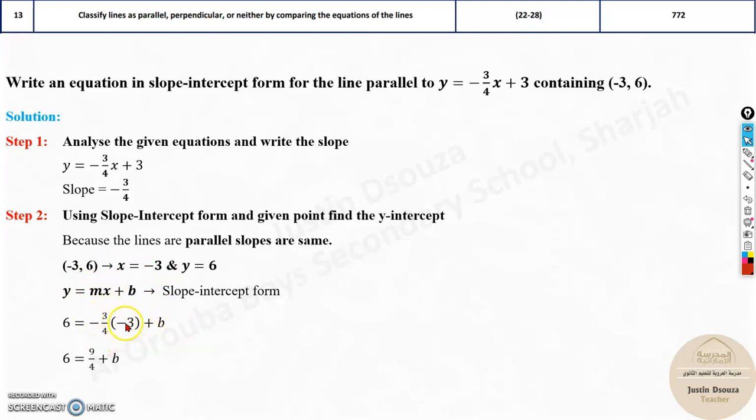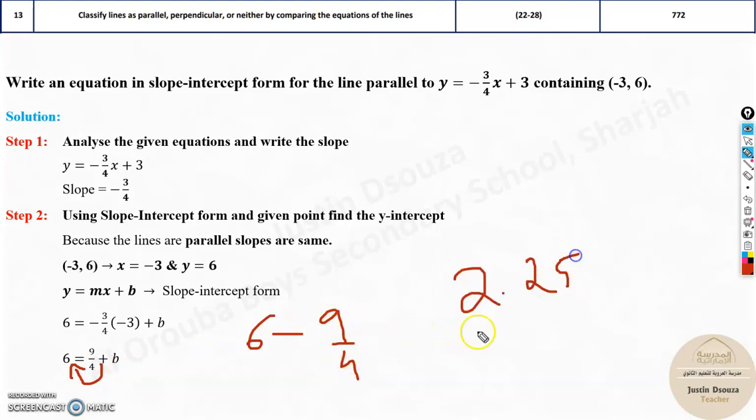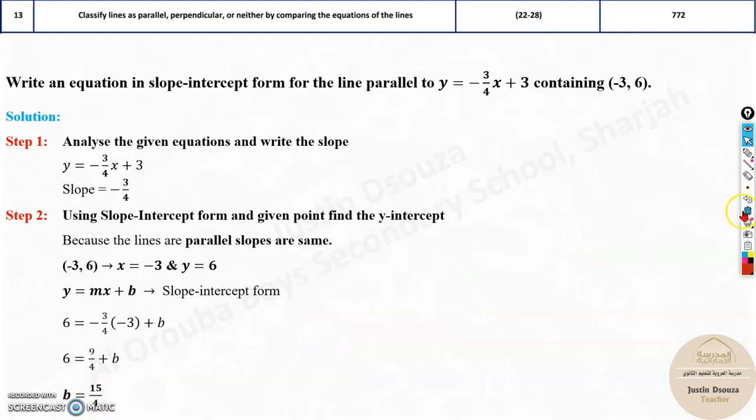Just multiply: negative 3 by 4 times negative 3 is positive 9 by 4. Negative becomes positive. Now don't take this to the other side as it is. It should be subtracted. Take it to the other side. It'll be 6 minus 9 by 4. So 9 by 4 is basically 2.25. So 6 minus 2.25 will be the answer. It's 15 by 4, that is 3.75. So that is the answer for b.